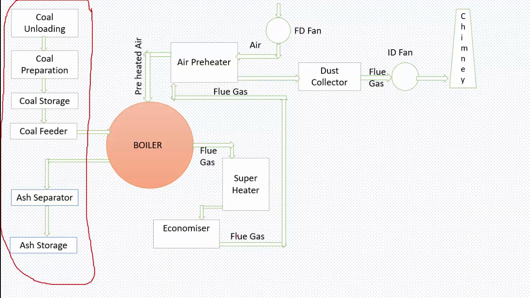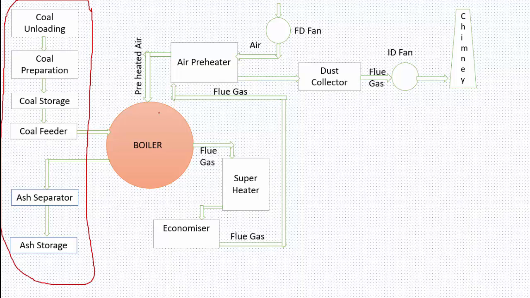That flue gas again is passed into the air preheater, where the little amount of heat remaining in the flue gas is extracted and used for the preheating of the atmospheric air, that is feed air. That flue gas is sent to the dust collector where the dust and ash components of the flue gases are collected. That flue gas is sent to the chimney through the induced draft fan. This chimney will exhaust the flue gas into the atmosphere, right?